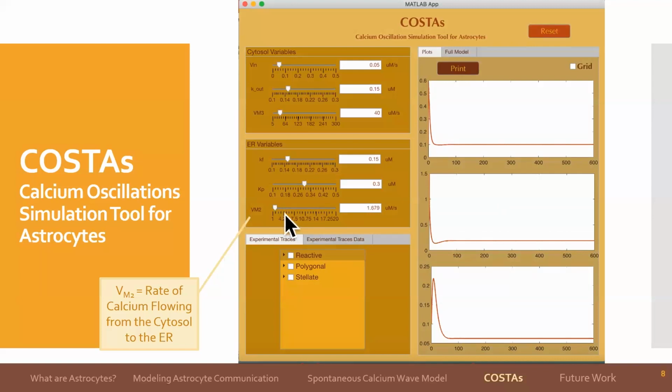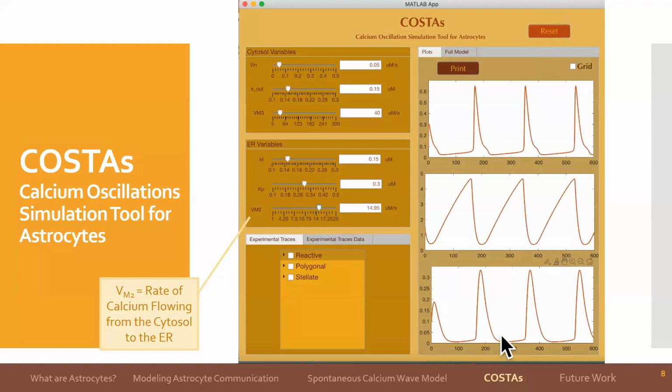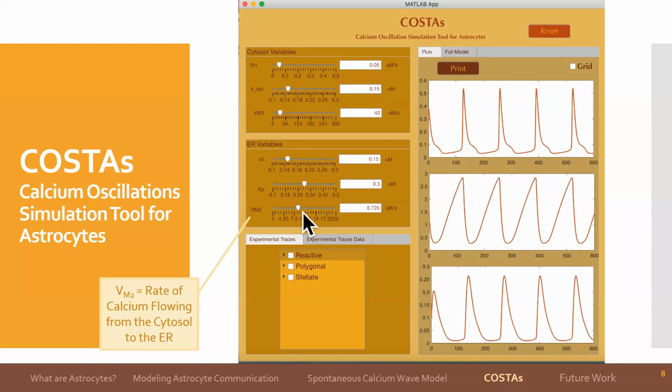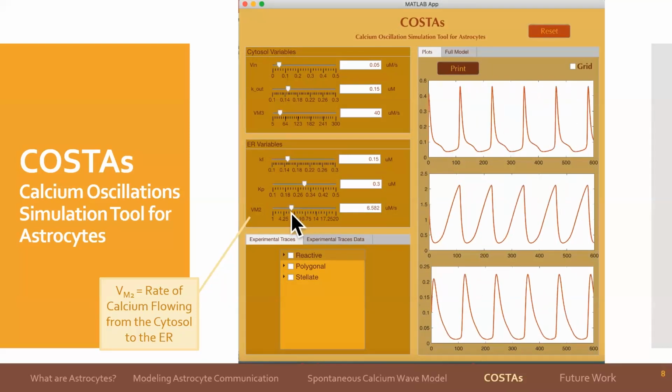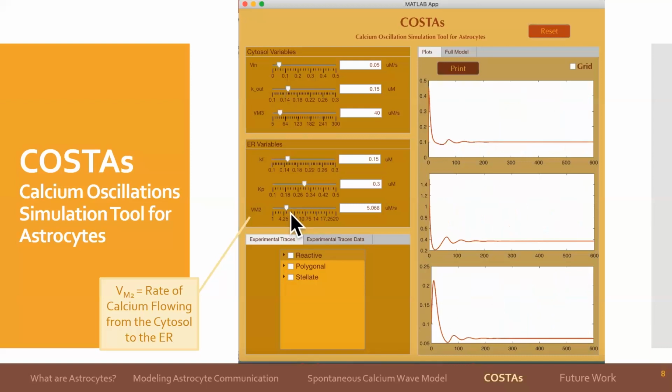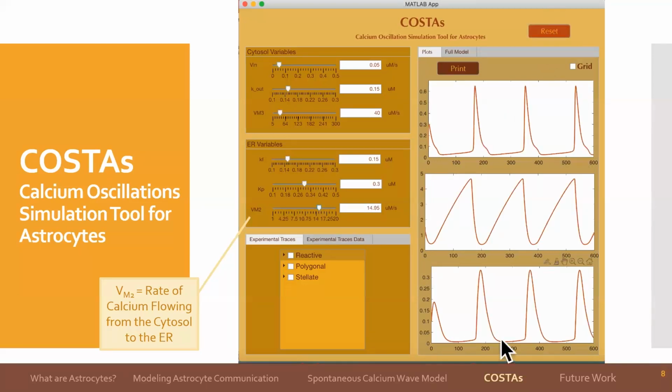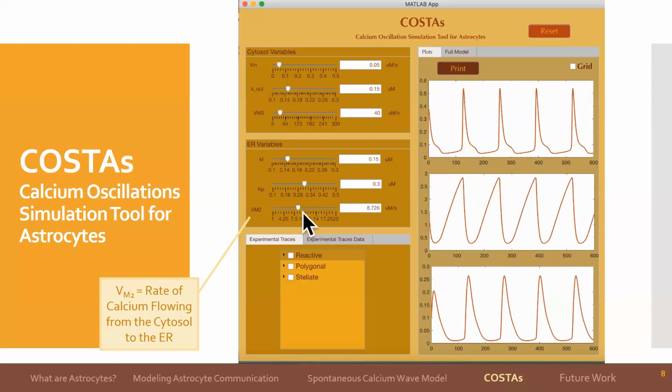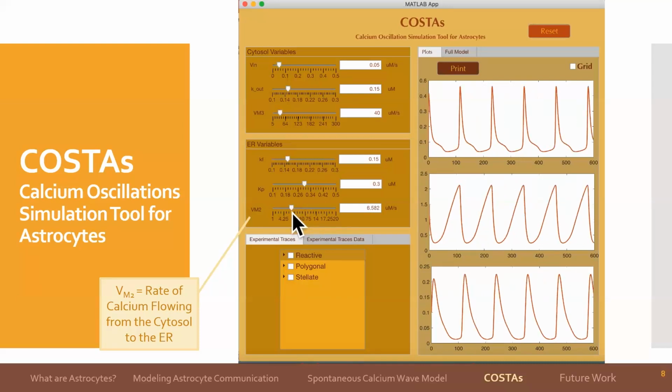So that's calcium in the cytosol at the top. We have calcium in the endoplasmic reticulum, and we have IP3. As you can see, as I'm changing one parameter, because I can't show you all of them, I don't have time for that, the parameter is the rate of calcium flowing from the cytosol to the ER. We can see how that behavior goes from oscillatory to non-oscillatory. And that's great to see, because if we kill an astrocyte, that would happen, but in COSTIS that digital twin can come back to life. So that is the value of this project, essentially.